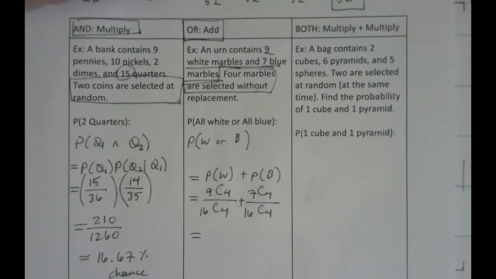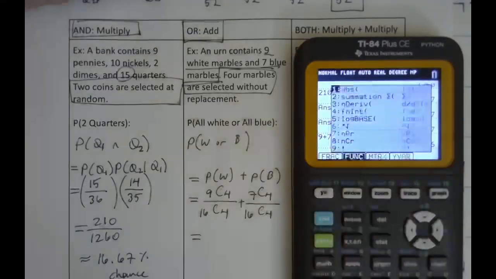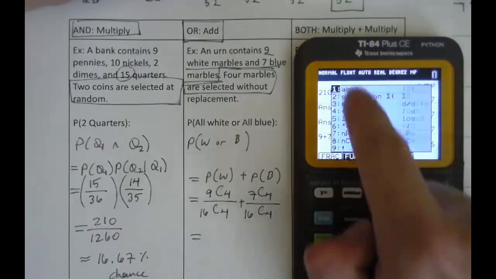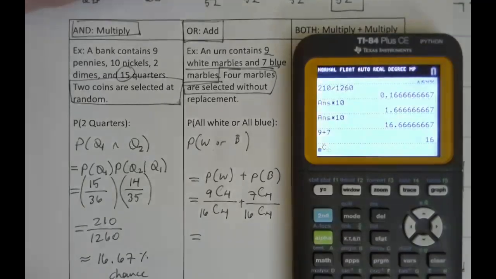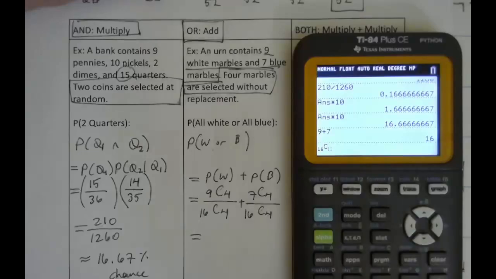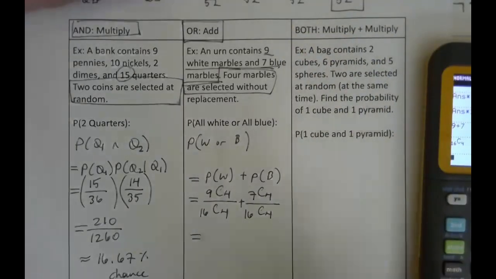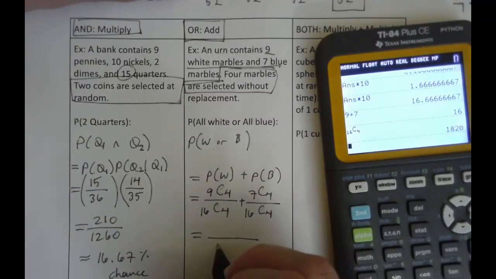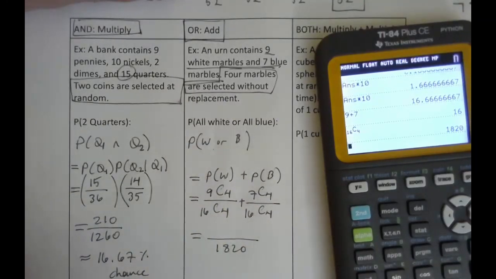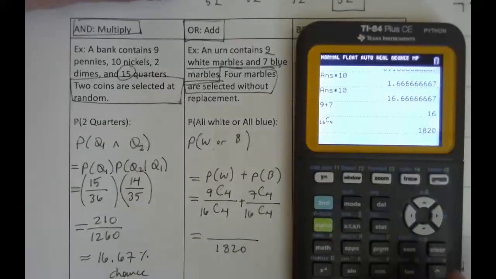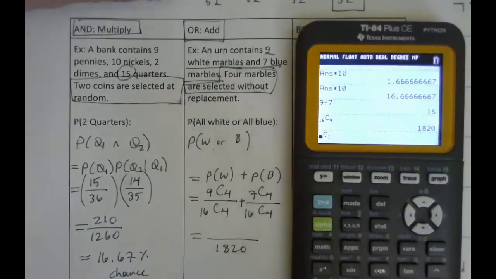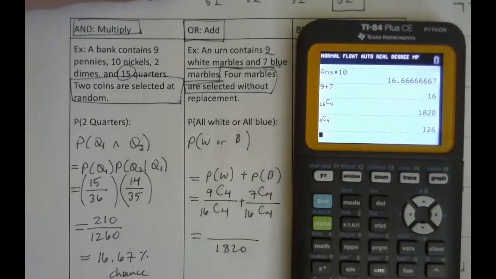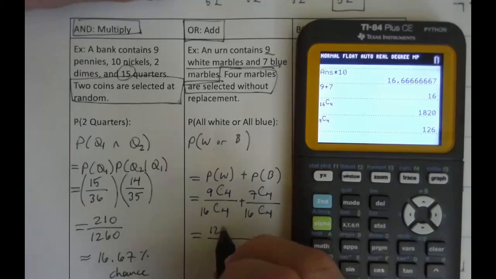So on your calculator, alpha F2, to see our little guys down here, we're going to press 8 for nCr. I'm going to see what 16 choose 4 is first. Alrighty. So notice, I see that my denominators here are the same, so I'm going to save myself some work. I see that this is 1820 on the denominator, and then I'm going to do 9 choose 4. So alpha F2 and then 8 again, for 9 choose 4, which is 126.